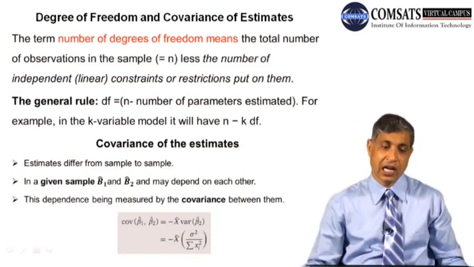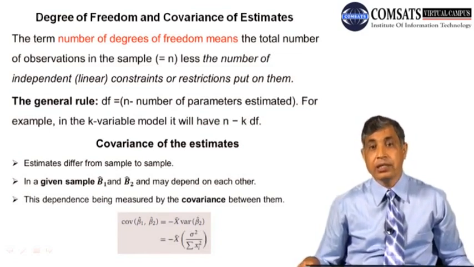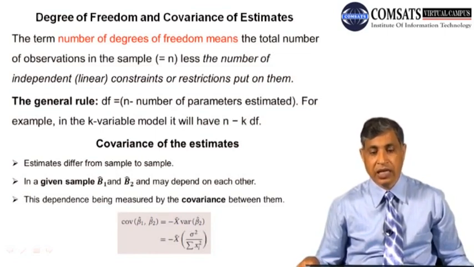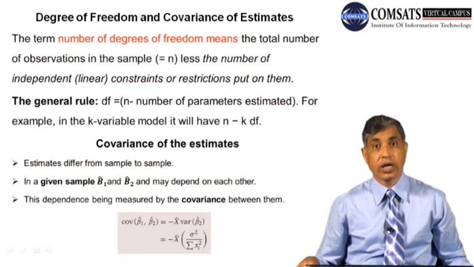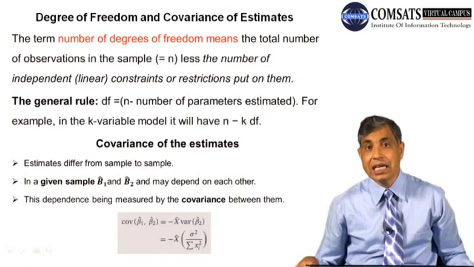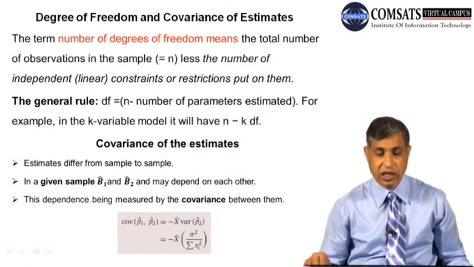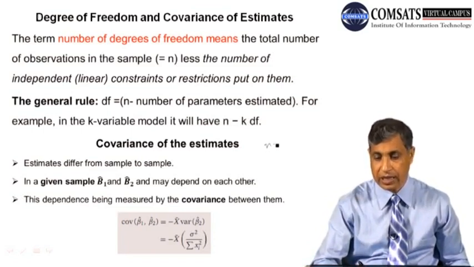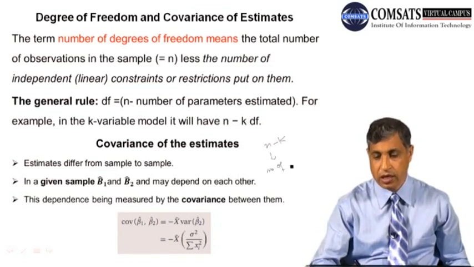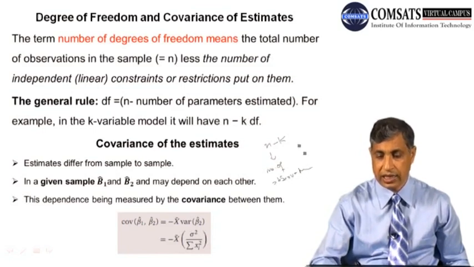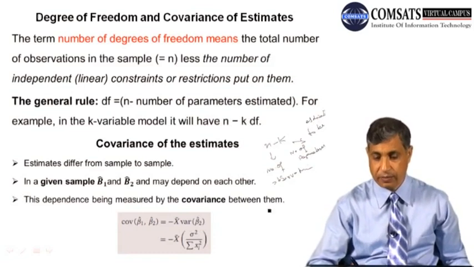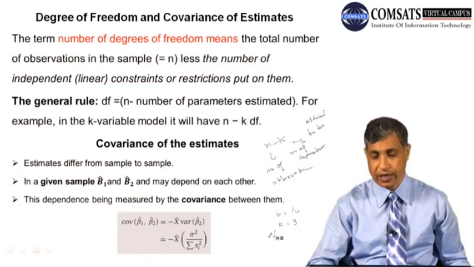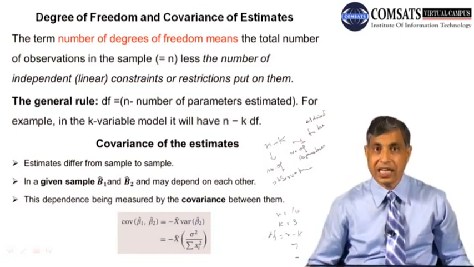If you look at the board or the slide, you will see that the number of degrees of freedom means the total number of observations, that is n, less the number of independent constraints, or you can say the parameters or restrictions put on them. What is the general rule for finding the degree of freedom? It should be equal to n minus k, where n is the number of observations and k is the number of parameters to be estimated. For example, if n is equal to 10 and we want to estimate 3 parameters, the degree of freedom will be n minus k, equal to 7. So this is the concept of degree of freedom.